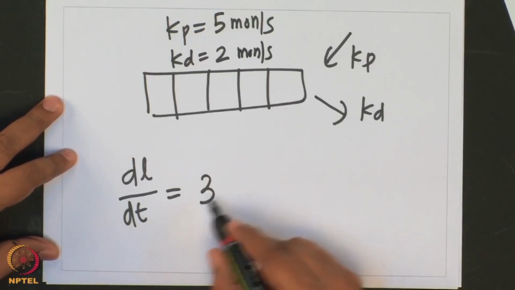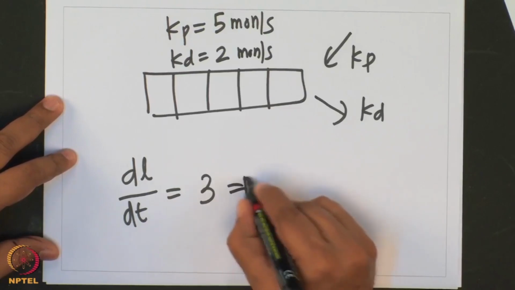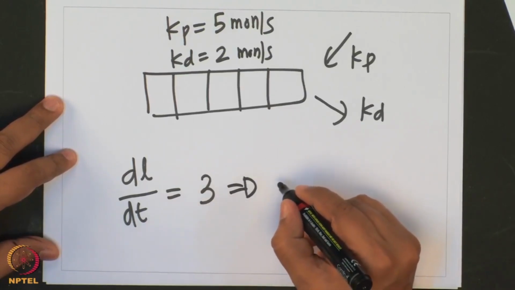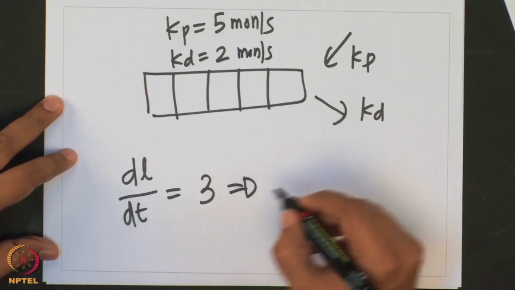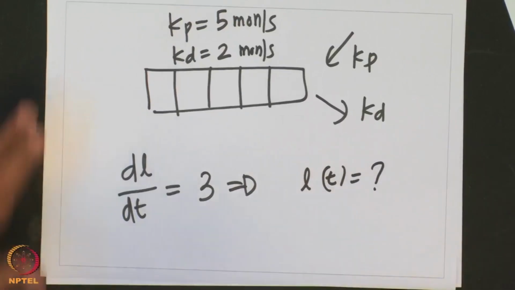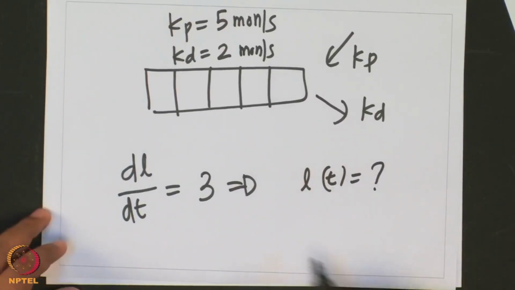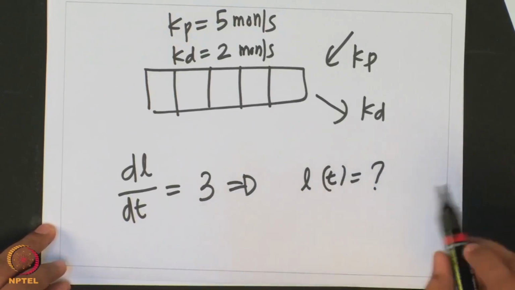If I know that dl by dt is 3 monomers per second, we saw that this would mean that dl is integral of 3 dt. So now the question we have is, what is L of t? This is the question that we want to answer. If I know that dl by dt is 3, what is the length at any time t?